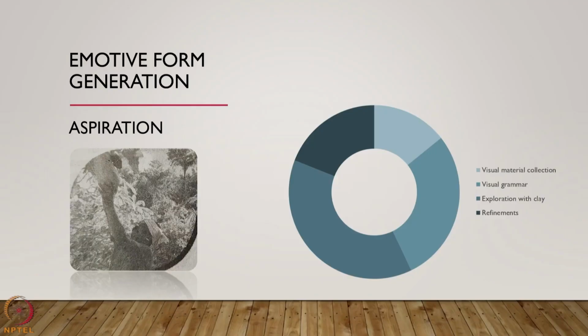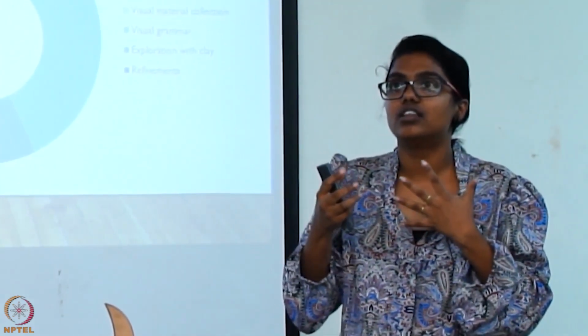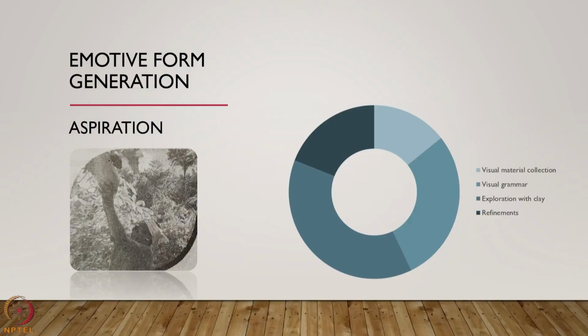The emotive form generation, where we took an emotion and we had a visual support, and then we converted it into a sculpture. What we chose for the emotion was aspiration. The image I chose was of a farmer plucking or holding a fruit. It was like the farmers are reaching for a better future, and the image showed a deep attachment to the better future, supporting and holding it.